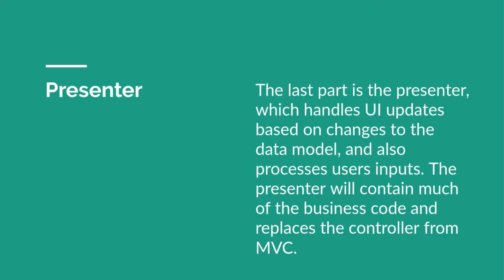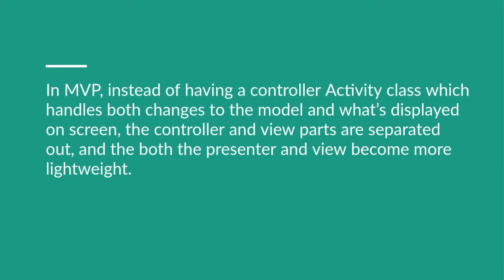Whenever you hear this, it might sound like they are the same thing, and just the controller is being replaced by the presenter. But in MVP, instead of having a controller activity which handles both changes to the model and what's displayed on the screen, the controller and view parts are separated out, and both presenter and view become more lightweight. So the responsibility of the controller is divided, so that the presenter and the view are considered separate entities, and both are made somewhat lighter than the view and controller in the MVC pattern.